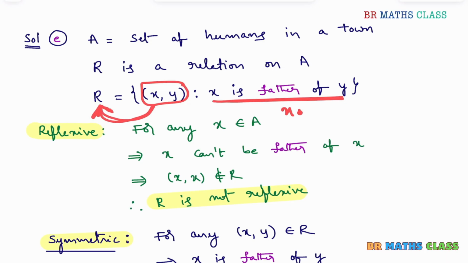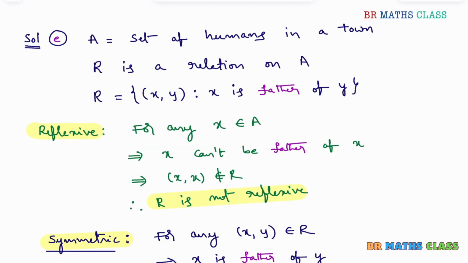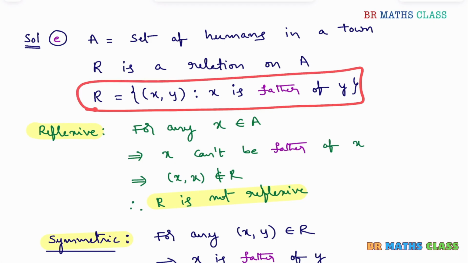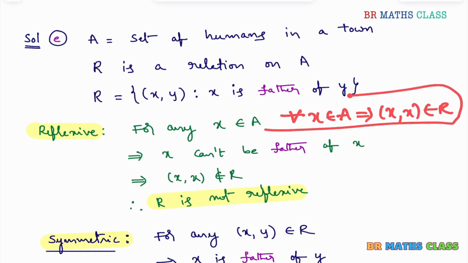Suppose x is wife of y. In that case, can we say the ordered pair belongs to this relation? No. If x is a father of y, then only x comma y belongs to the relation. Okay. Now I need to check whether this relation is reflexive or not. What is the reflexive condition? For every x in set A, the ordered pair x comma x is there in the relation or not. This we need to check.